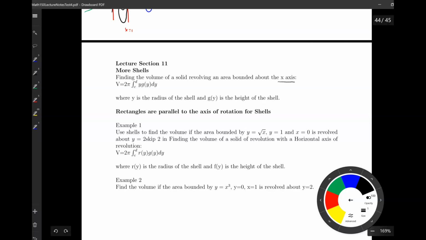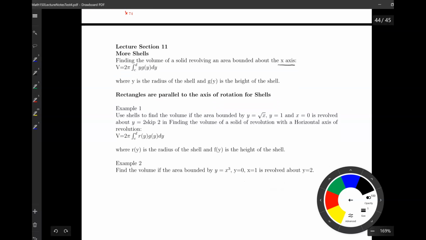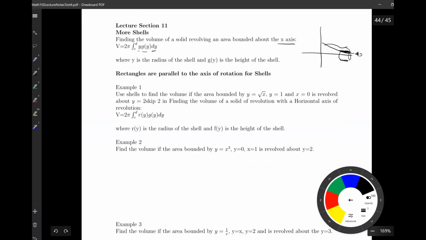All right, so now we are going to rotate it around the x-axis. If we are rotating something around the x-axis to find the volume, and we're going to be drawing rectangles parallel, so get this area here. There'll be dy integration for 1. The radius of the shell that I draw will be a y value, so that's what this is, and the g of y will be the height.